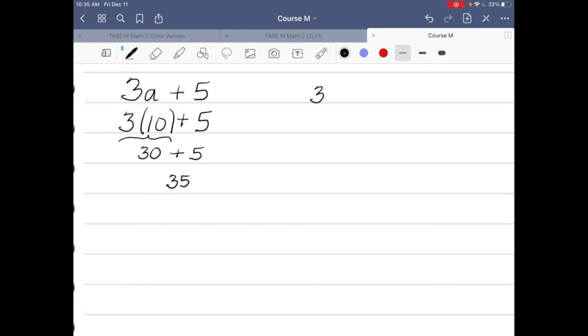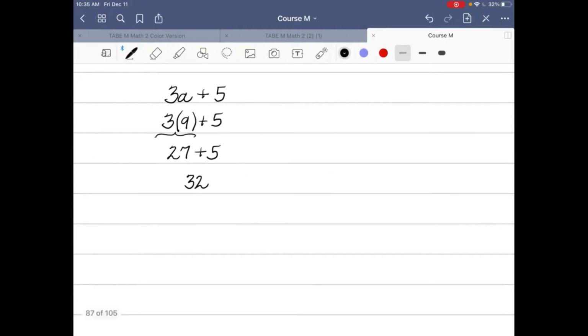Then let's pull our slider up until you see the 9 in the viewer. So 3 times 9 is 27, plus 5 is 32.